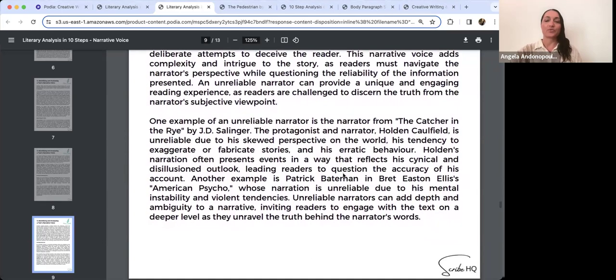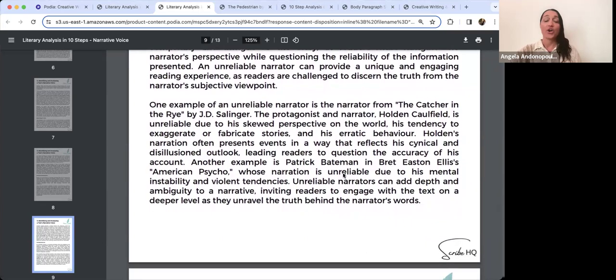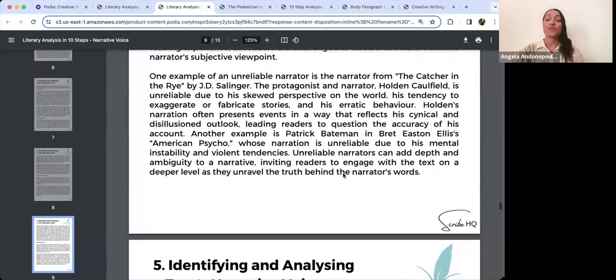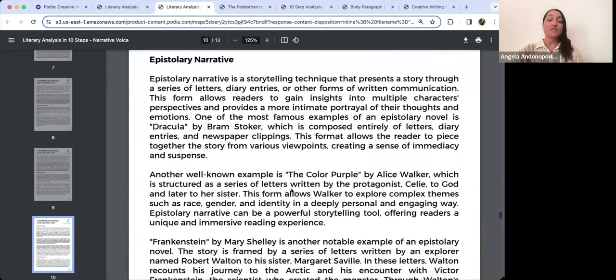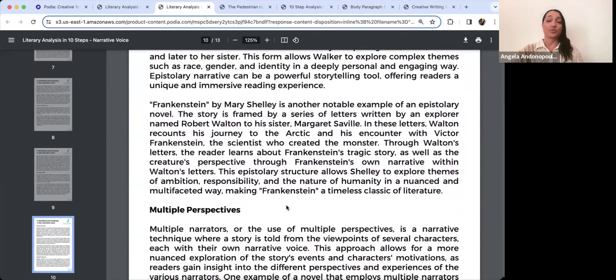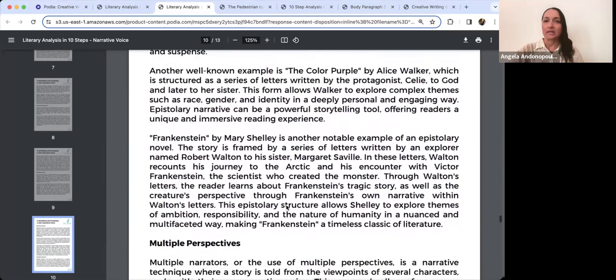So I've put a few examples there, from The Catcher in the Rye is a really classic one, American Psycho, obviously, where characters have some kind of mental instability, some kind of madness. You'll find them unreliable. And then epistolary is another classic one. You can read up on that. Frankenstein is a really good example. It's where they write in letters, or, you know, they intersperse other forms of texts into the narrative as well. So it could be newspaper clippings.